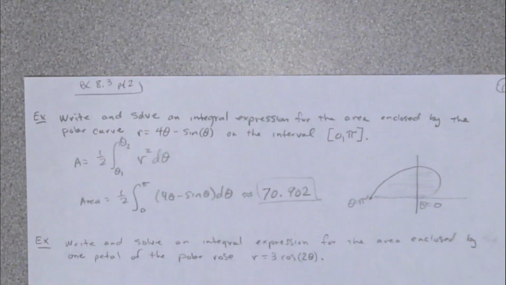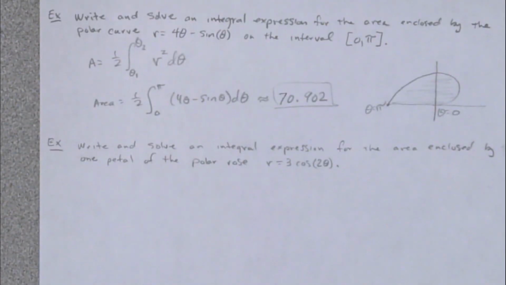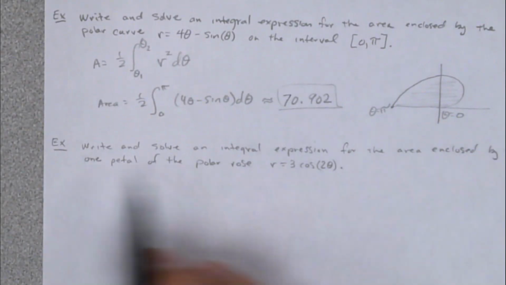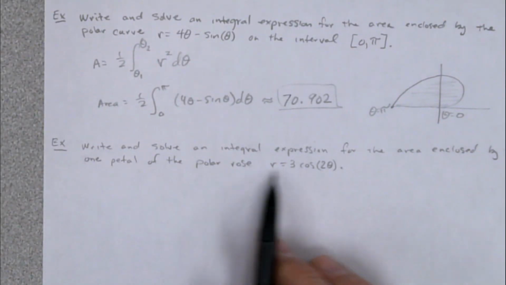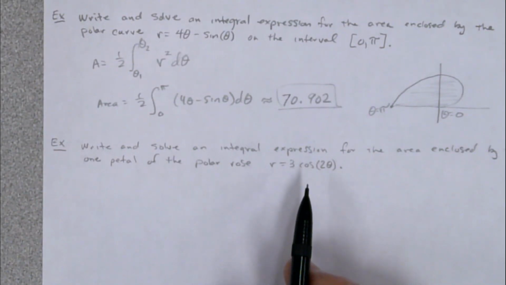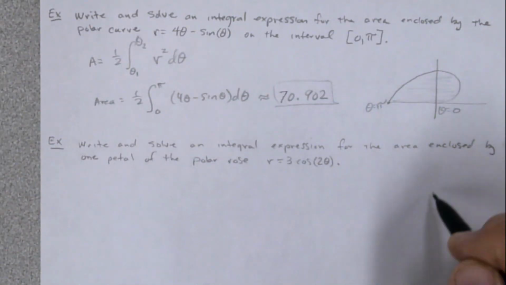Okay. Here's another one. Same thing. Most of these are just all going to be write the integral expression and then solve on the calculator. So here's this one. Write and solve an integral expression for the area enclosed by one petal of the polar rose. Okay. So let's take a look at this and see if we can figure out what that looks like.